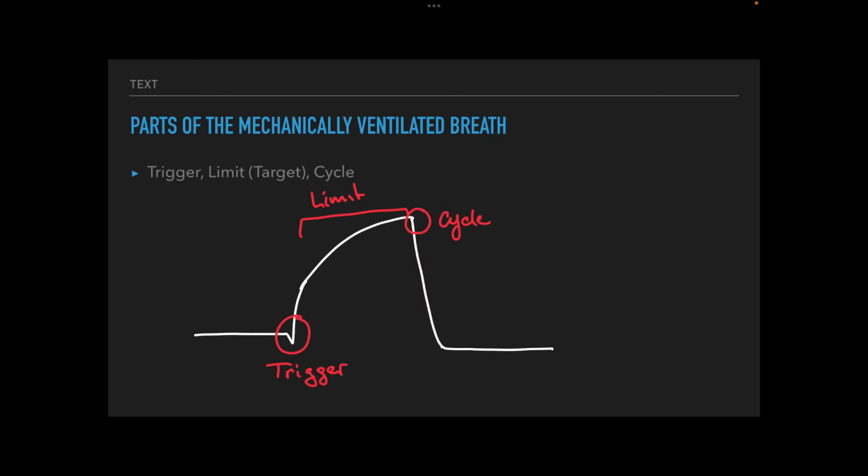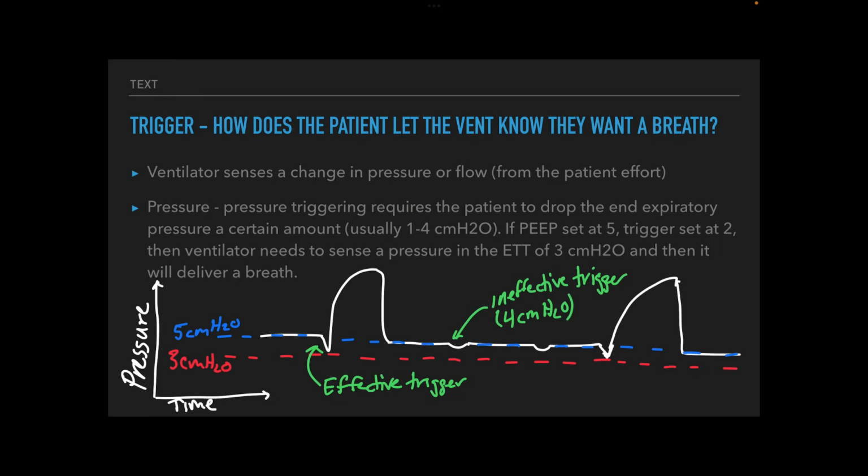So, definitions continued. The parts of the mechanically ventilated breath are the trigger, the limit, and the cycle. And we'll break each one of those down during this lecture. So, trigger. That is, how does the patient let the vent know that the patient wants a breath? The ventilator senses a change in pressure or flow from the patient's effort.